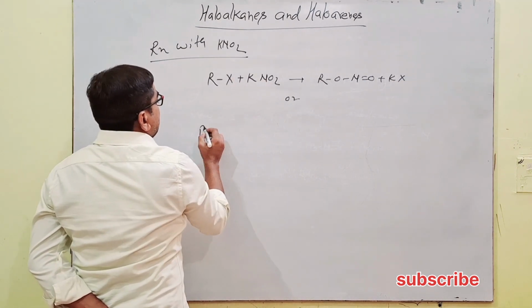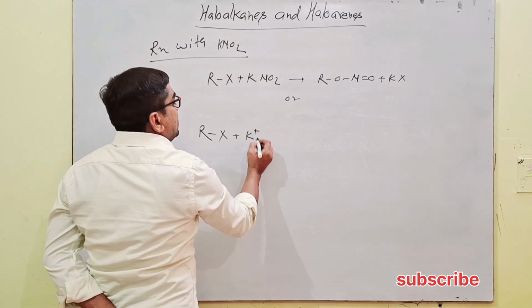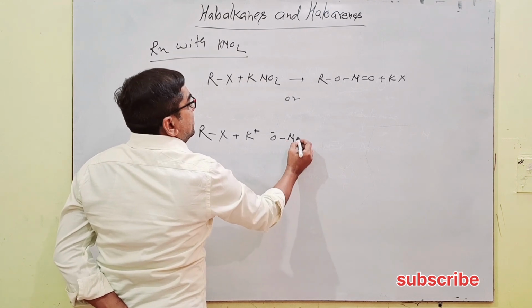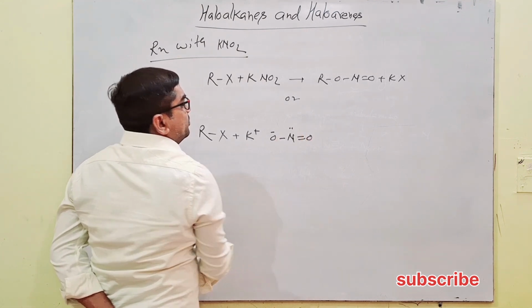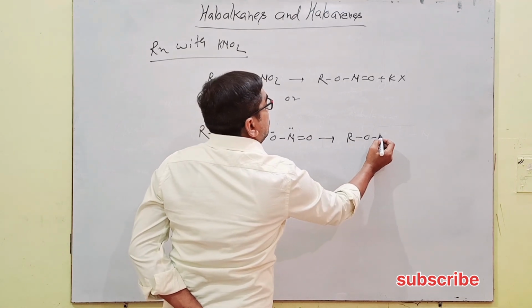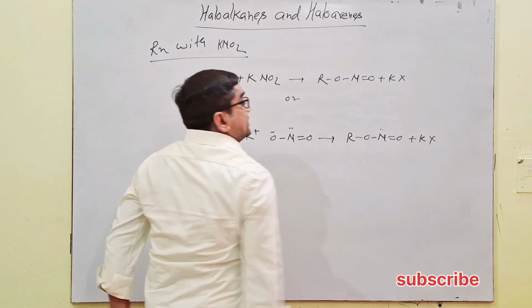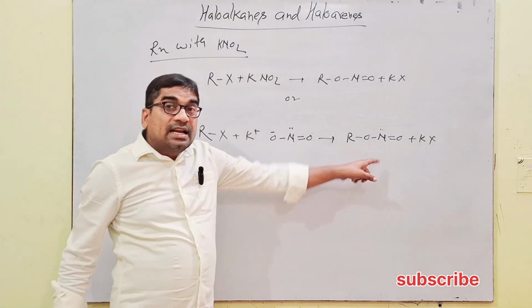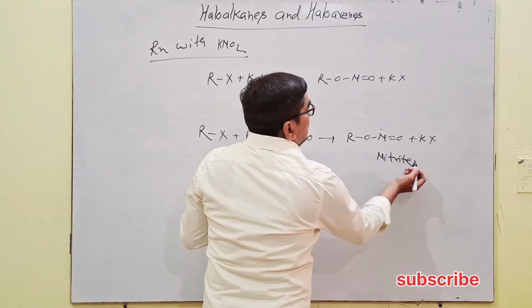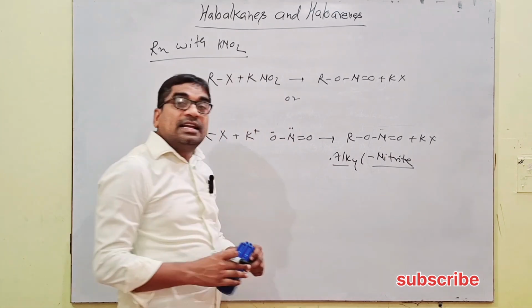We can also write it like this: the alkyl halide RX reacts with K+ and O-N=O with lone pairs, giving RONO with KX. Nitrite is obtained. This is alkyl nitrite. Alkyl nitrite is obtained.